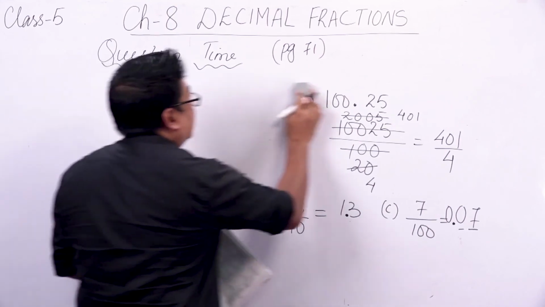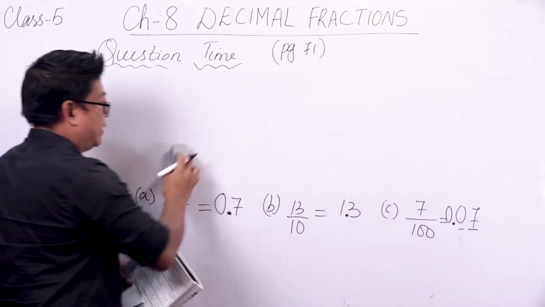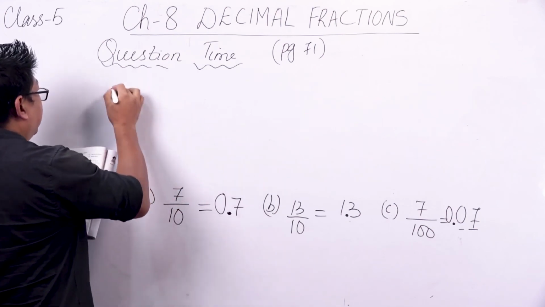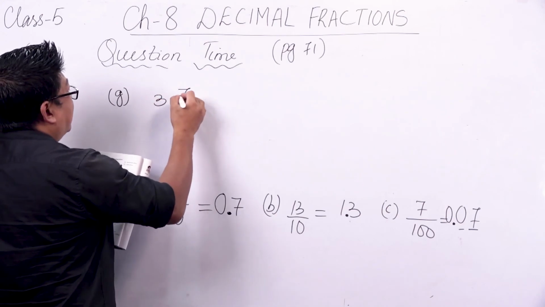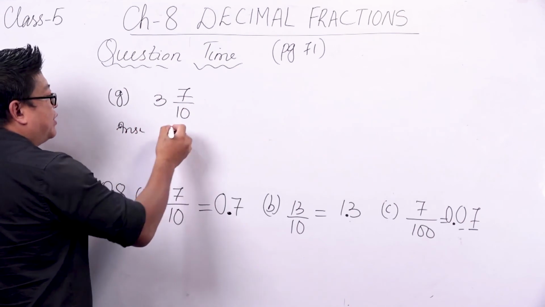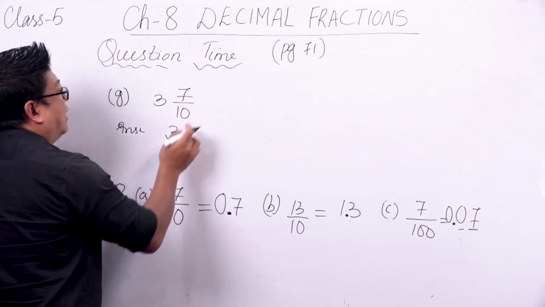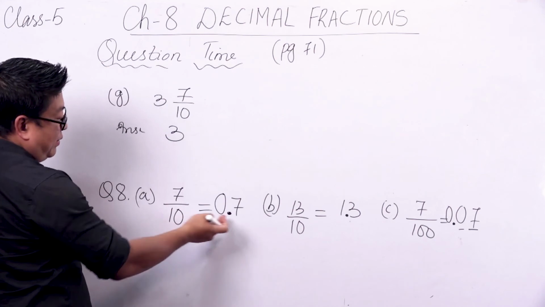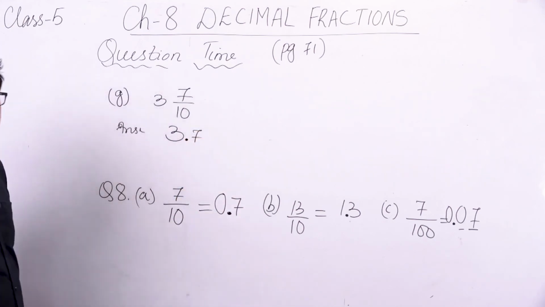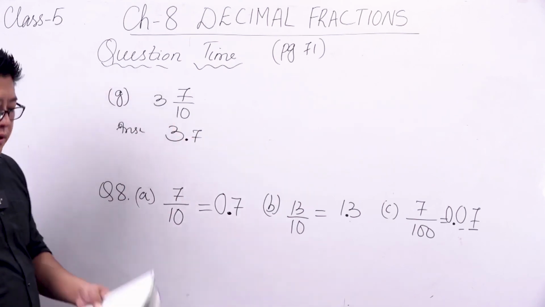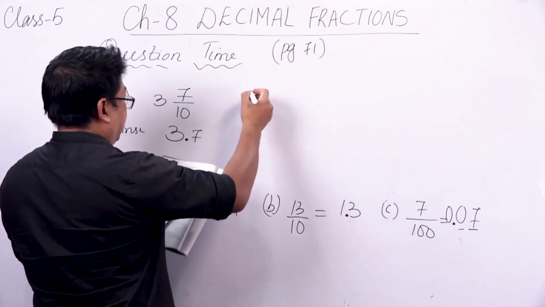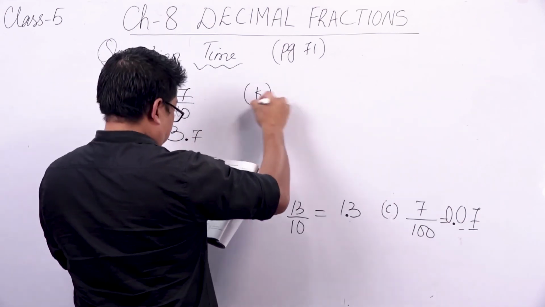Sometimes a question may also come in this manner. Let's check out question number 8, question G. 3 and 7 by 10. When you see numbers like this, do not get confused. Write 3 as it is, the whole number. 7 by 10, how much? 0.7. So directly you write 0.7. All right. So this is how you solve the problems for fraction to decimal. Let's do one more.